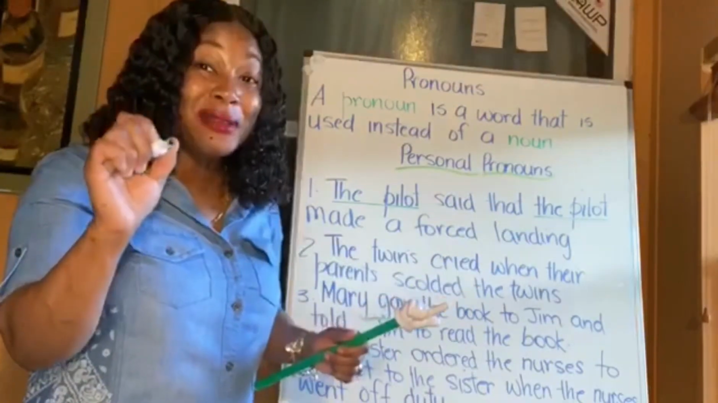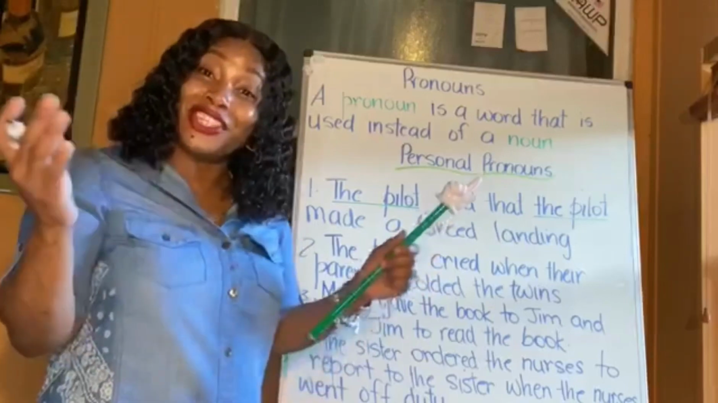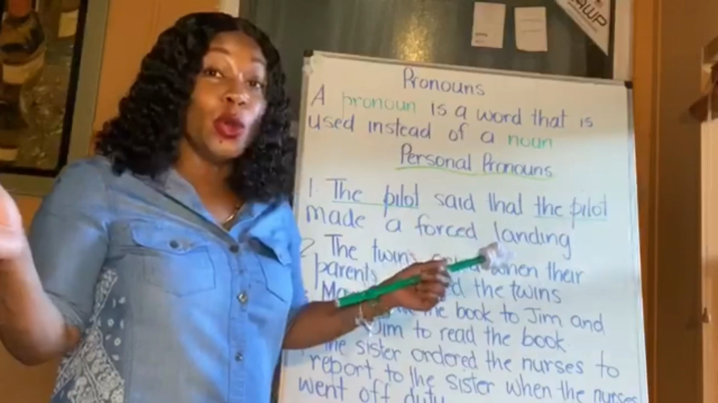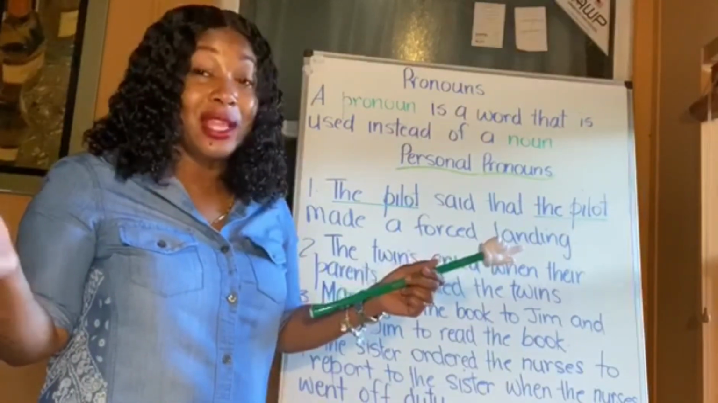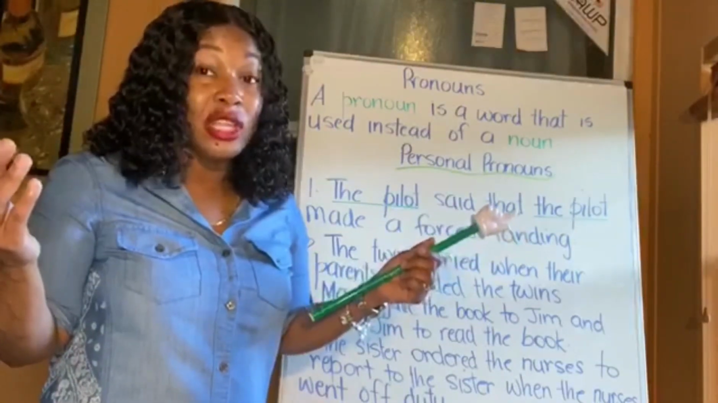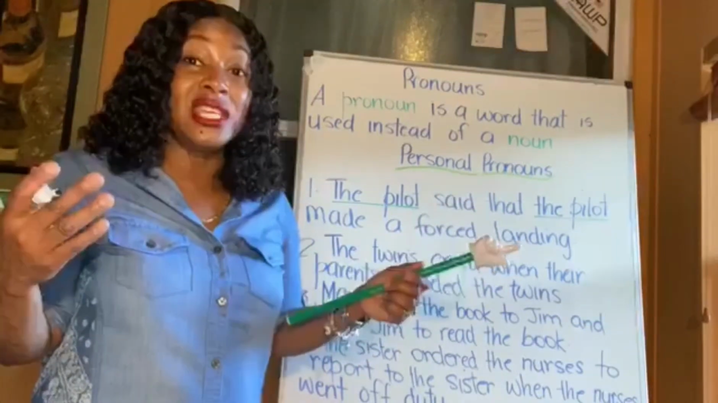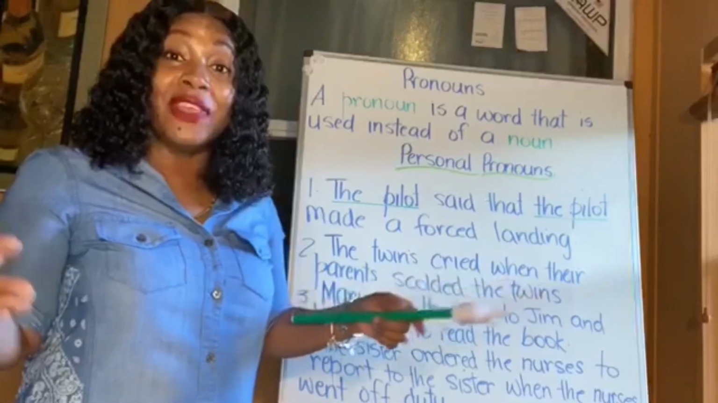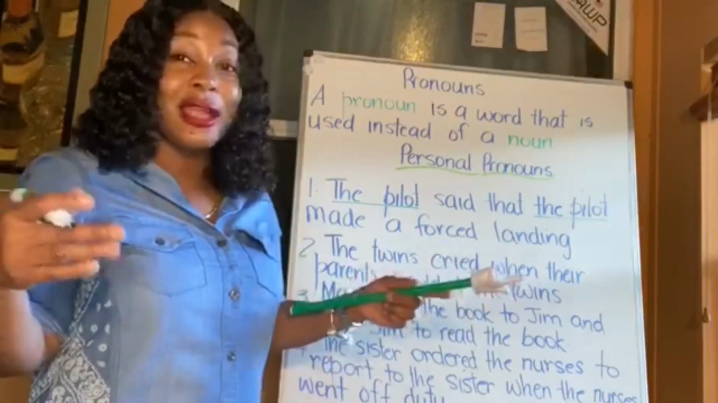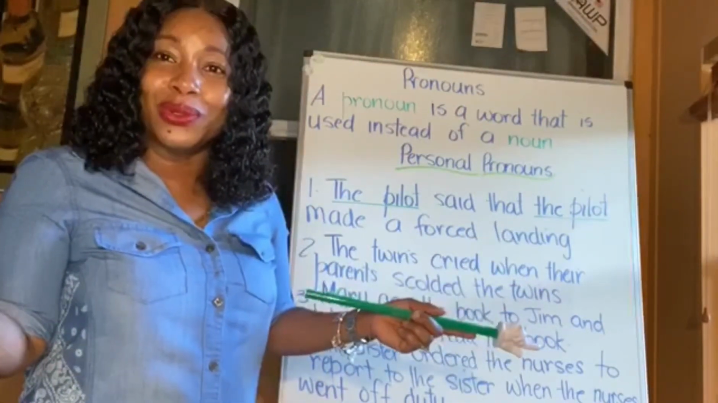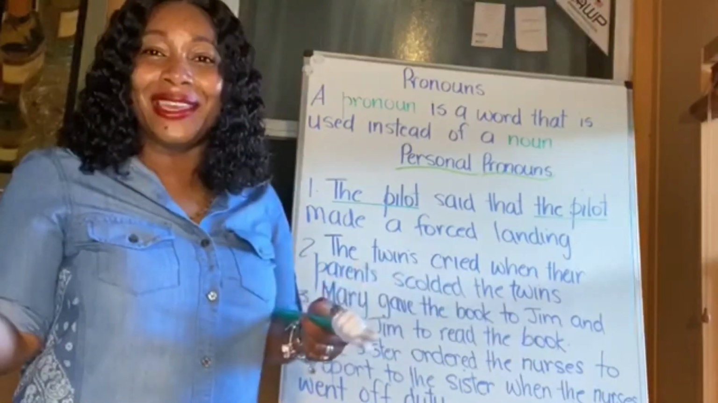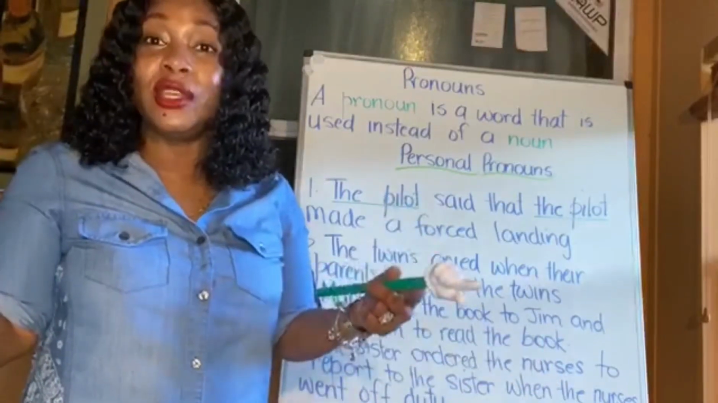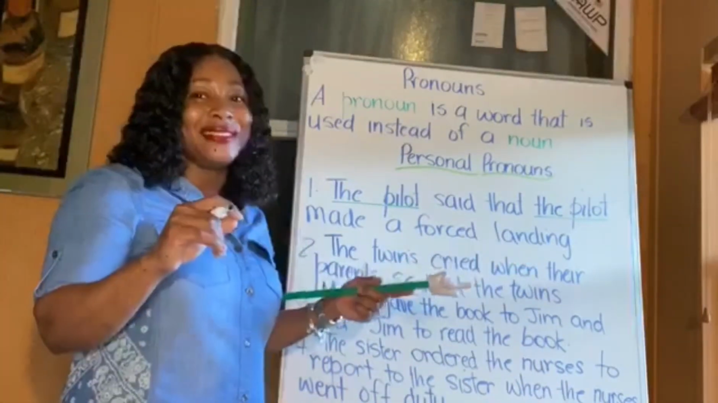Or if it's a female pilot, it could be she made a forced landing. In this case, we don't know if it's a male or a female. So if you put he, it should not be wrong. If you put she, it should not be wrong. But let's say it is multiple choice and they give you he, her, and him. Then what would you use? It would definitely be he. But if you have no choice, then he works or she works. But we're going to say he.